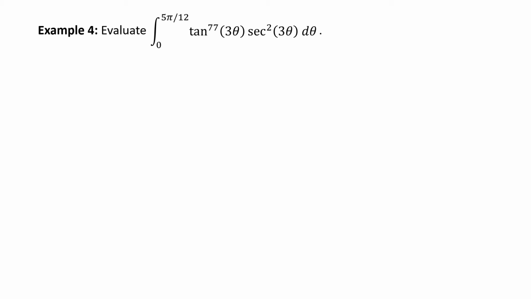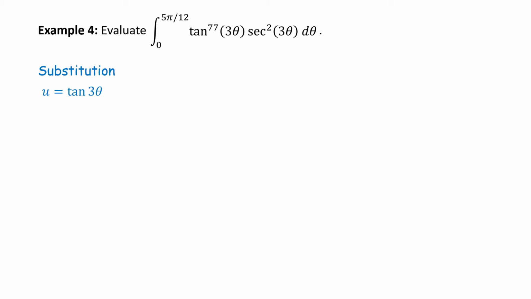Example, evaluate the integral from 0 to 5 pi over 12 of tangent to the power of 77 of 3 theta times secant squared of 3 theta d theta. This is a substitution problem. We'll make our initial substitution as u equals tan 3 theta. We do this because the derivative of tangent is secant squared.